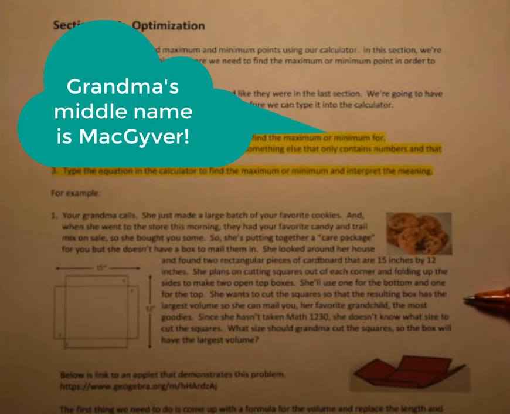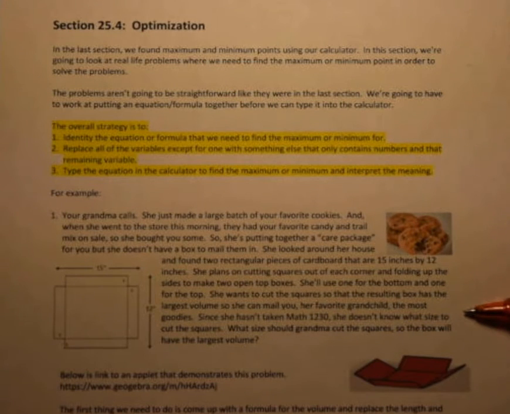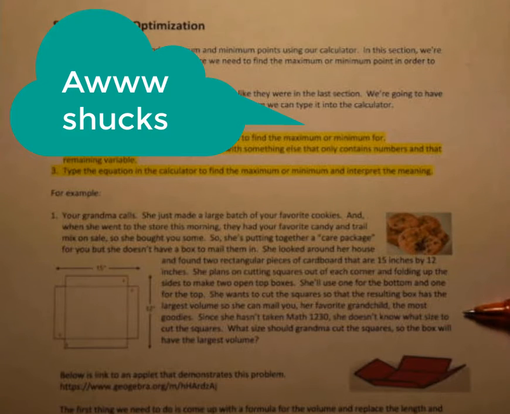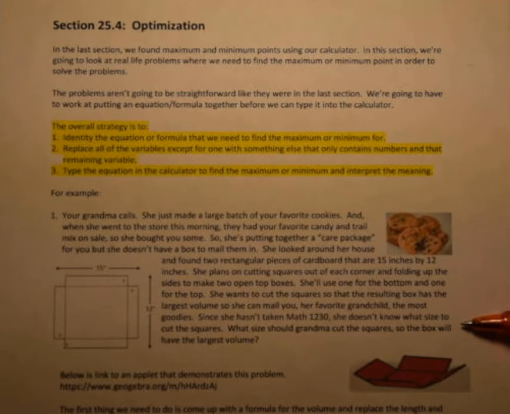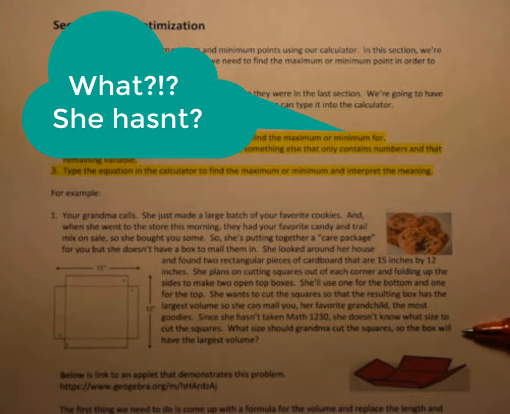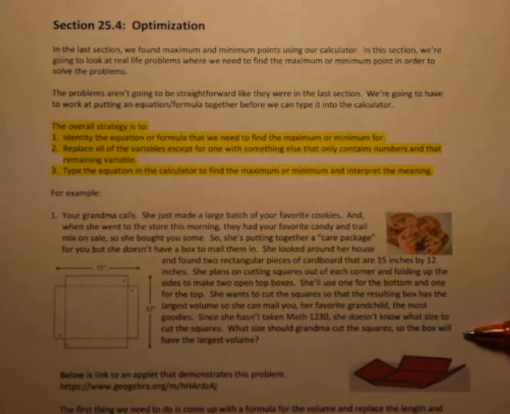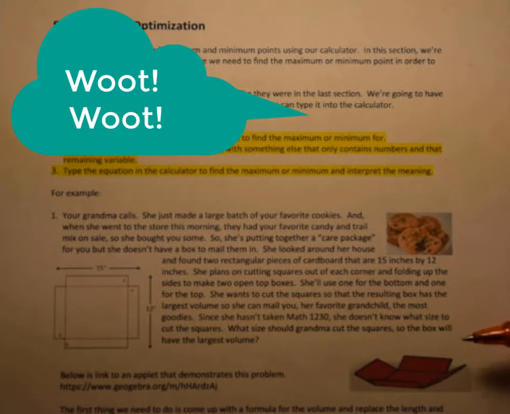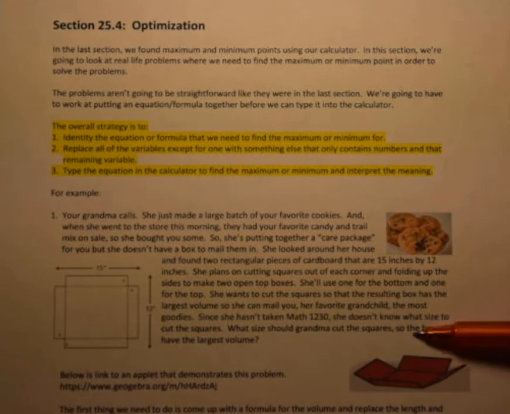She wants to cut squares so that the resulting box has the largest volume so she can mail you, her favorite grandchild, the most goodies. Since she hasn't taken Math 1230, she doesn't know what size to cut the squares. What size should Grandma cut the squares so the box will have the largest volume? Okay, so largest volume. So we're going to write an equation for volume and then somehow replace some of the variables. So we end up with an equation for volume with just one variable.